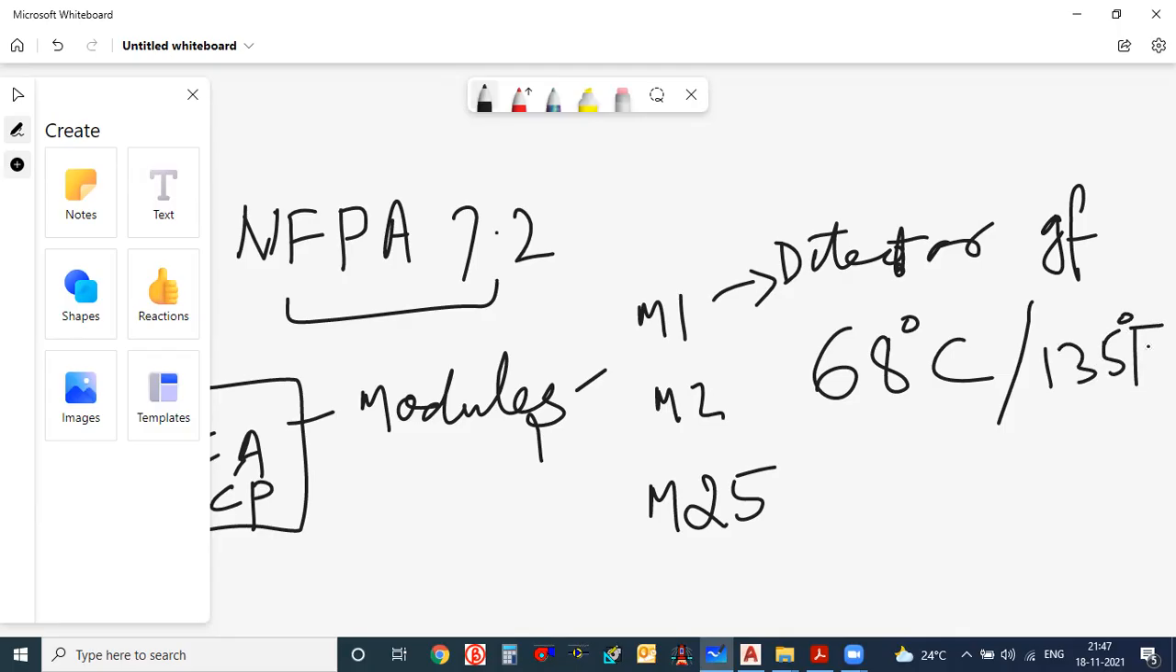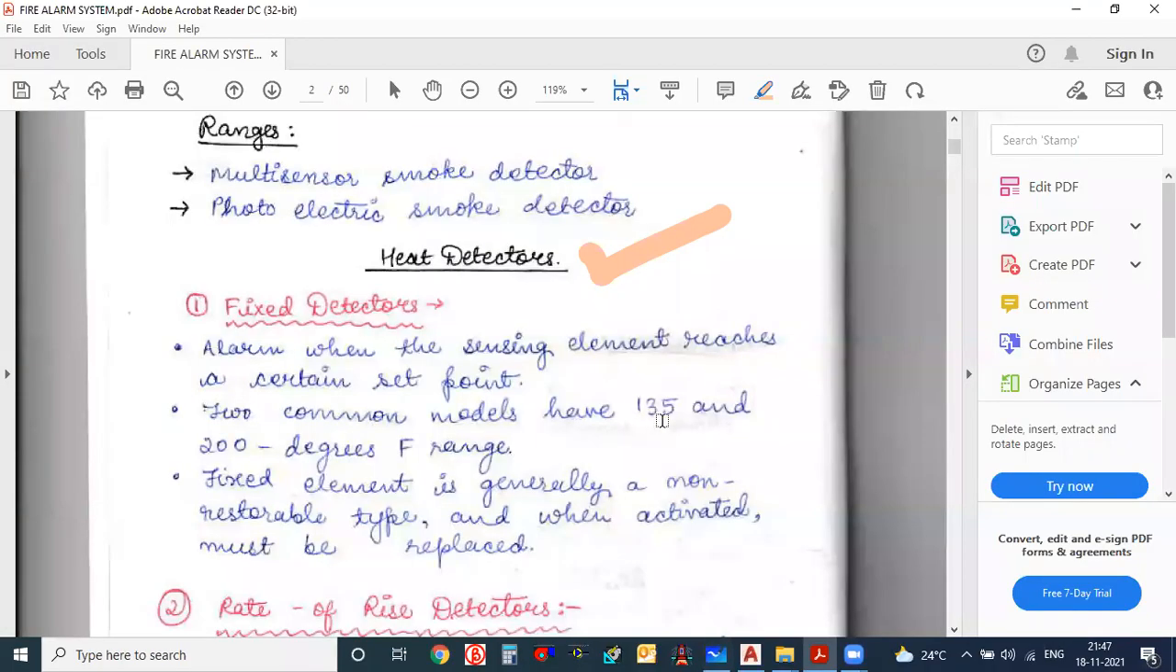So whatever the sprinkler range will be, the detector range will also be similar. What is the meaning of this temperature? If the room temperature is reaching this particular temperature, then detectors will start detecting whether it is smoke or heat that is occurring. And with this, the alarm will go to the fire alarm control panel. It will activate the fire protection system.